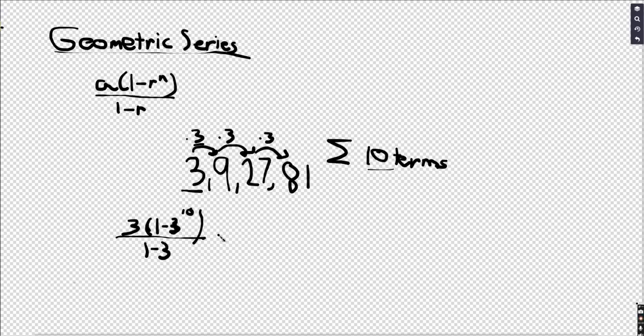So if we get out our calculators, 3 times 1 minus 3 to the power of 10, divided by negative 2, is going to be 88,572. So as you can see, a very large number. They start stacking up very quickly. If you want more examples or more practice problems with this, again, I suggest checking out Khan Academy, where they have a bunch of videos dedicated to geometric series.